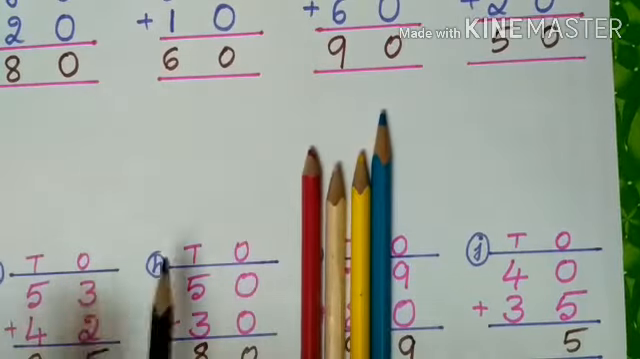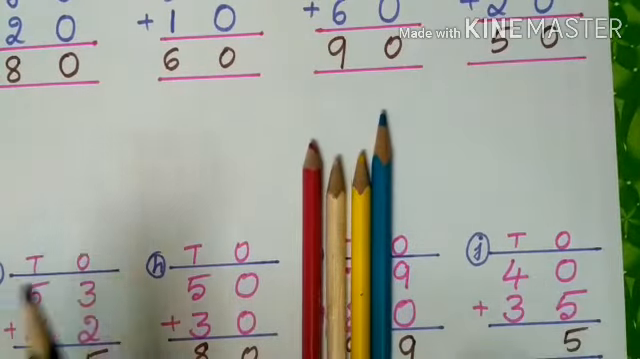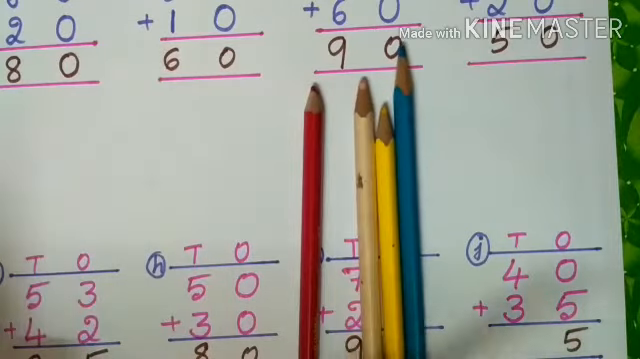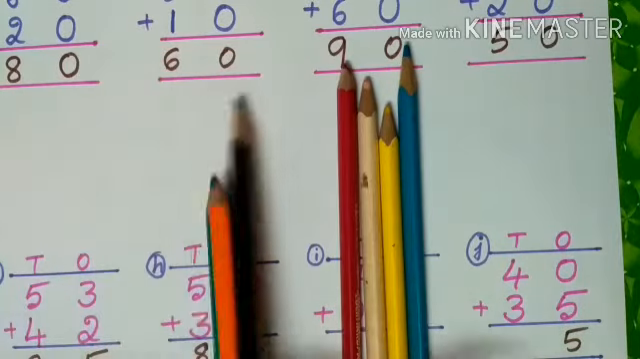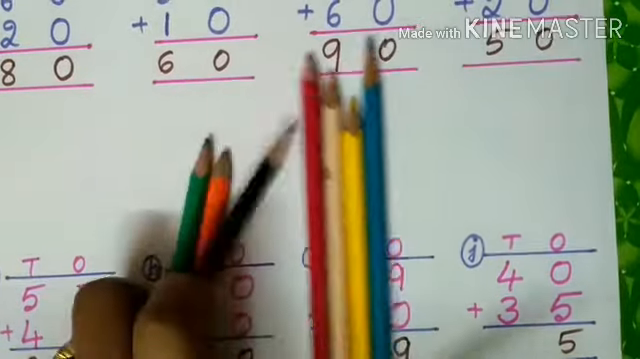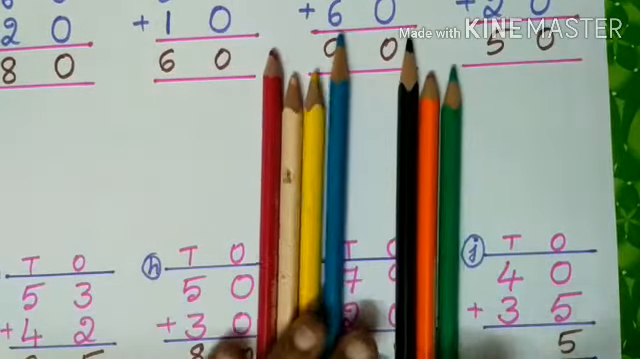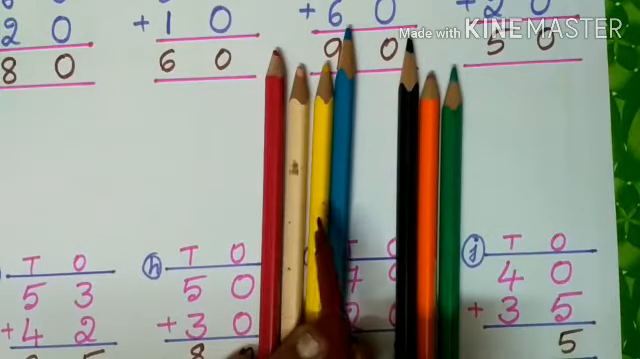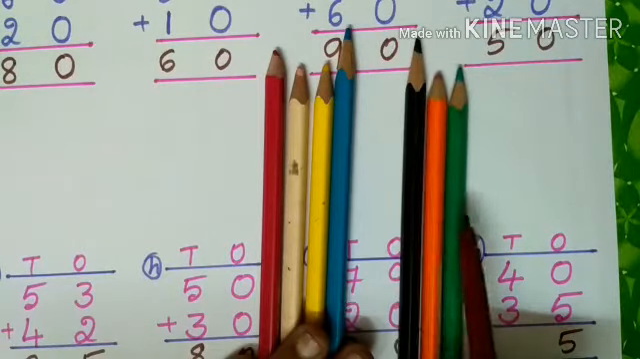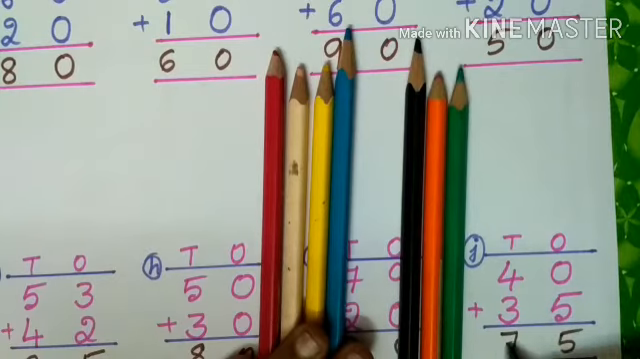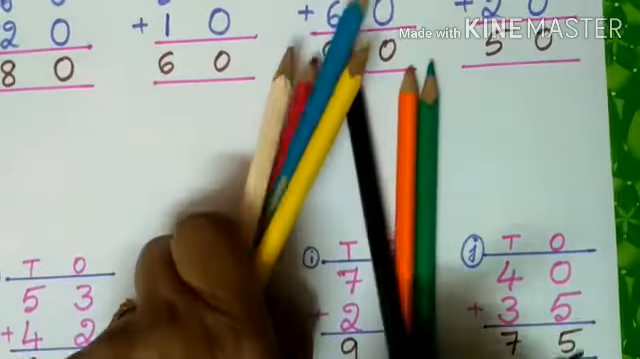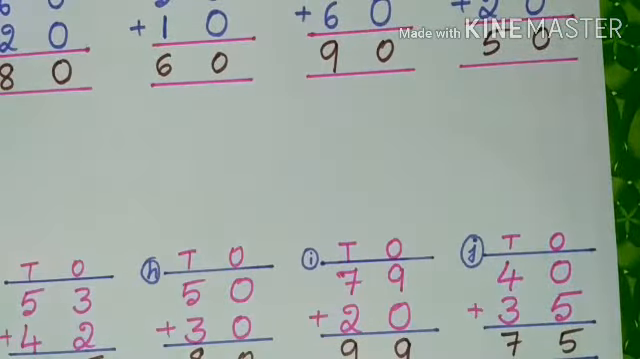Now right here 4 pencils and 3 pencils. 4 plus 3. Total how many pencils are there? Count it. 1, 2, 3, 4, 5, 6, 7. There are 7 pencils. Got it? How to do this one? Yes.